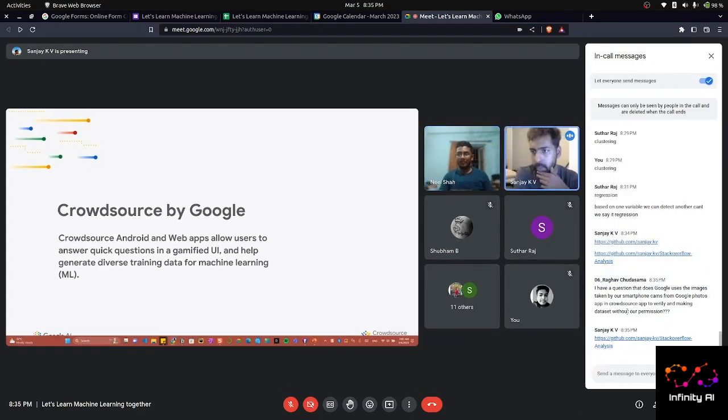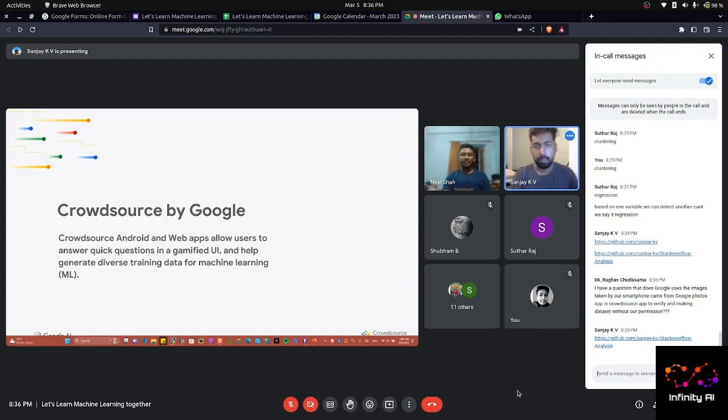I have a question: does Google use images taken by our smartphone, in the Google Photos app? Oh, that is not in that particular way. The first thing is, if you have read the agreement of Google Photos, they are not using your photo. A particular person is not seeing your photo.